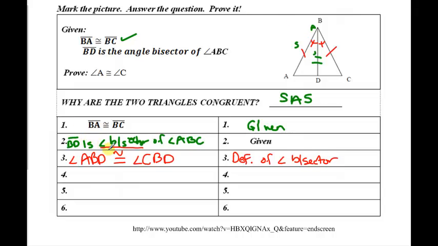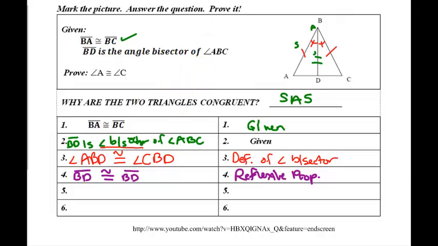Alrighty, so we've got that taken care of. We've written up our side and our angle. We just need to talk about this last side. Our reflexive property is going to do that for me. So I'm going to put down in here that segment BD is congruent to segment BD. And reflexive property. And then I've got to say my triangles are congruent.